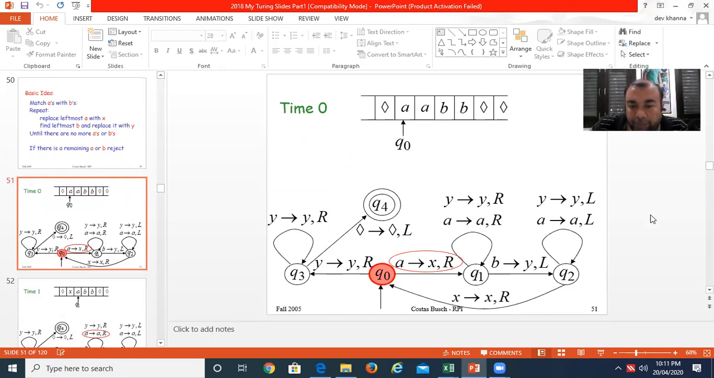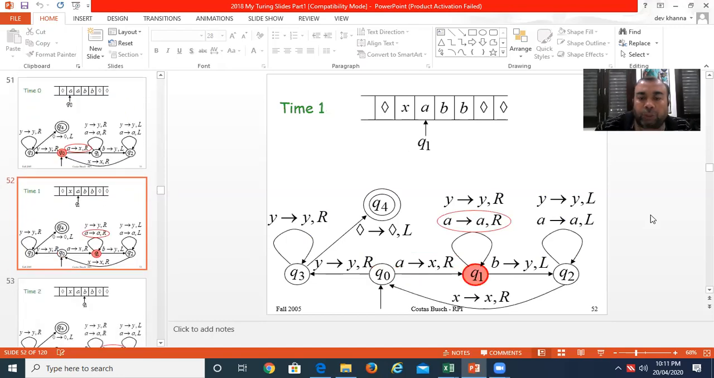Focus on the red color, Q0 and circle, and at the same instance of time on the tape. So initially in Q0, you are reading A from the input tape. Convert A into X. The transition is clearly mentioning that. And switch towards the right hand side.